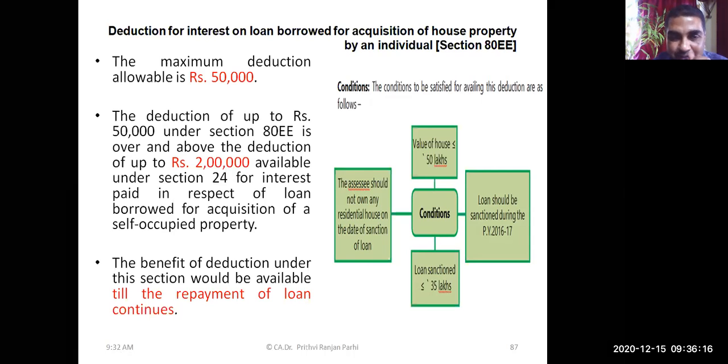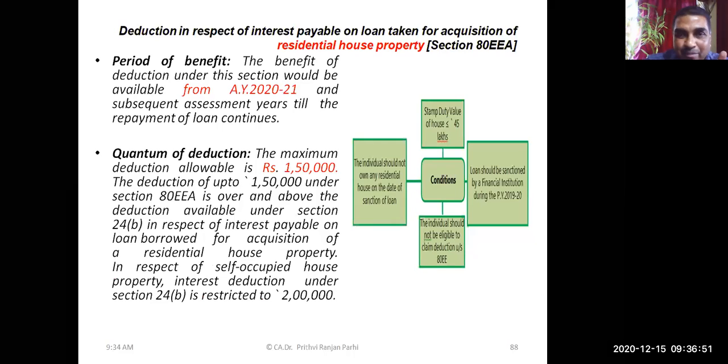Okay, sir, that means this condition 50, then a maximum 50,000 extra deduction for 80EE, right, sir? Yes. The house should be a small house, that is, value less than 50 lakh rupees. Loan sanction should be less than or equal to 35 lakh rupees, and the loan should be sanctioned during a particular period. And the assessee should not be owning any other residential house. That means the new house should be his only one house. If he already owns some residential house, then this condition is not applicable.